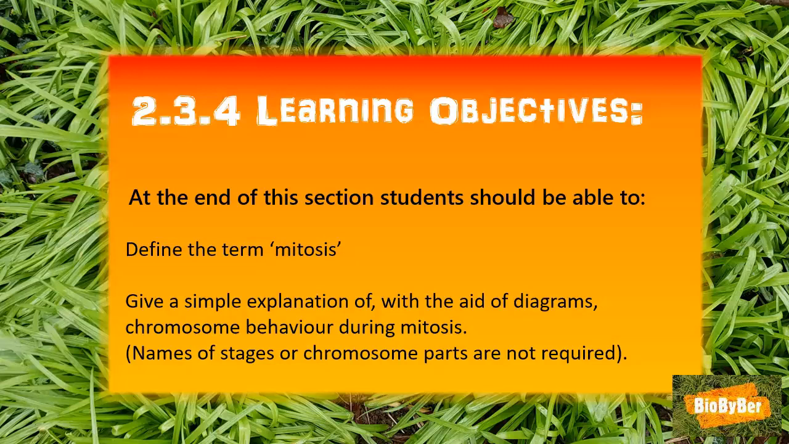What does this actually mean? What are we trying to understand? Well, basically, it's very straightforward. You just have to know the definition of mitosis. You have to be able to explain, with the help of diagrams, how chromosomes behave during mitosis. The good news is you don't need to know the names of the stages and you don't need to know the chromosome parts.